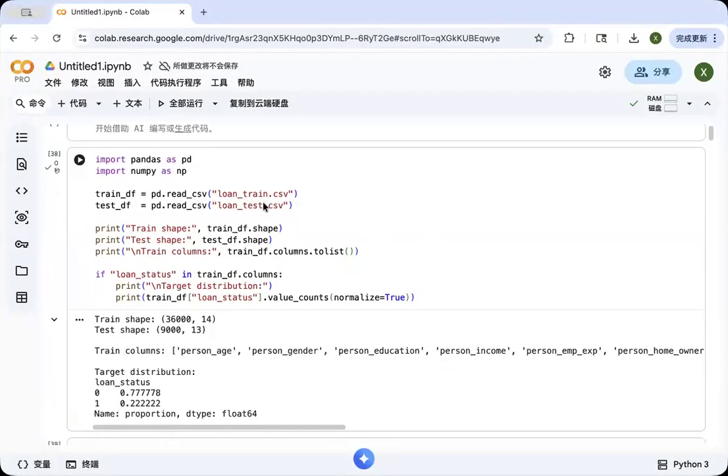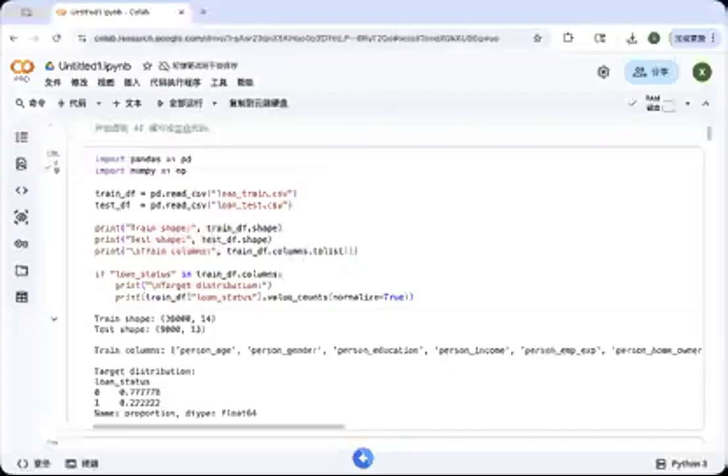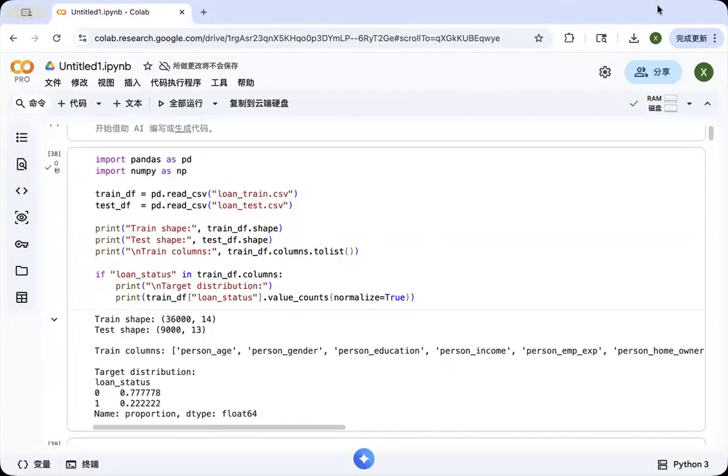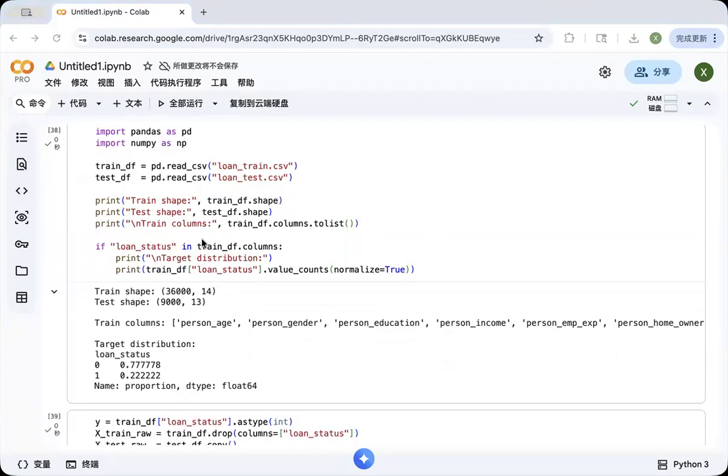Hi everyone. In this video, we will discuss how we improve the performance of our loan approval classifier, how we assess the model fit, and what we would do next if we had more time and resources. First, we will discuss how we improve the classifier performance.